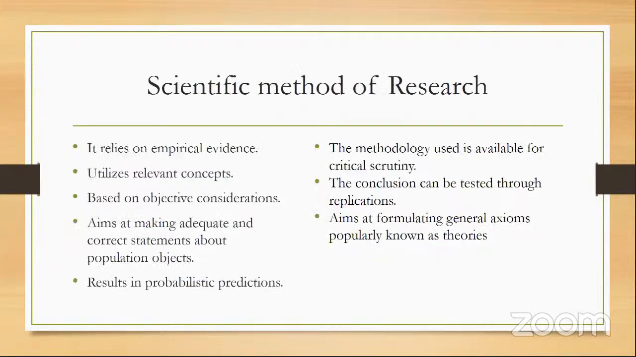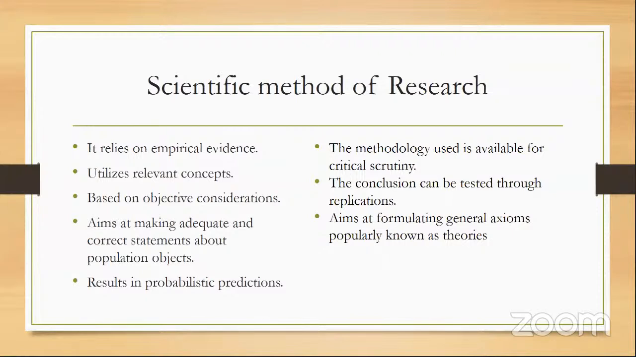Okay, now coming to the scientific method of research, there are a few key components to a scientific method of research. One is it relies on empirical evidence. Second, it utilizes only relevant concepts. Then, most importantly, it is based on objective considerations. Objective consideration means there is a minimal amount of researcher bias or subjectivity towards research. It is more neutral in perspective.